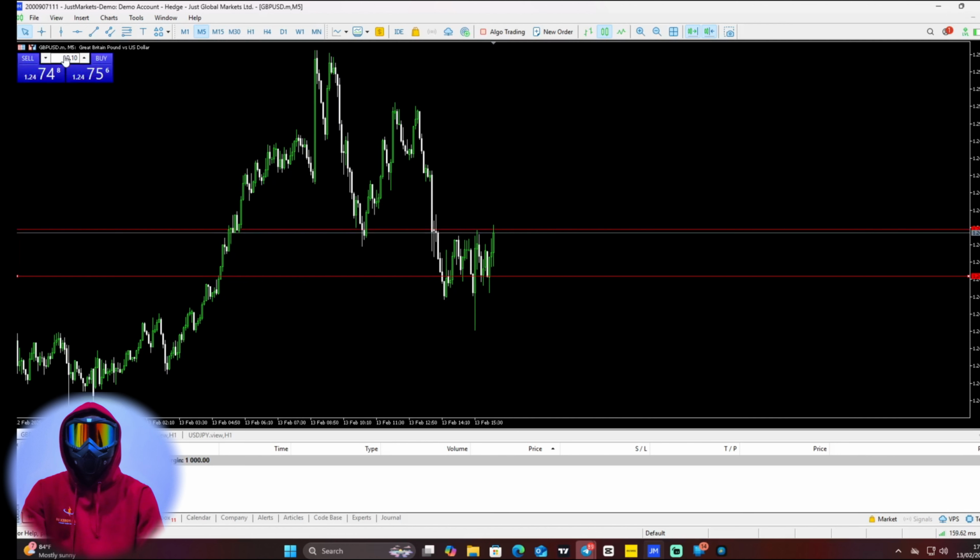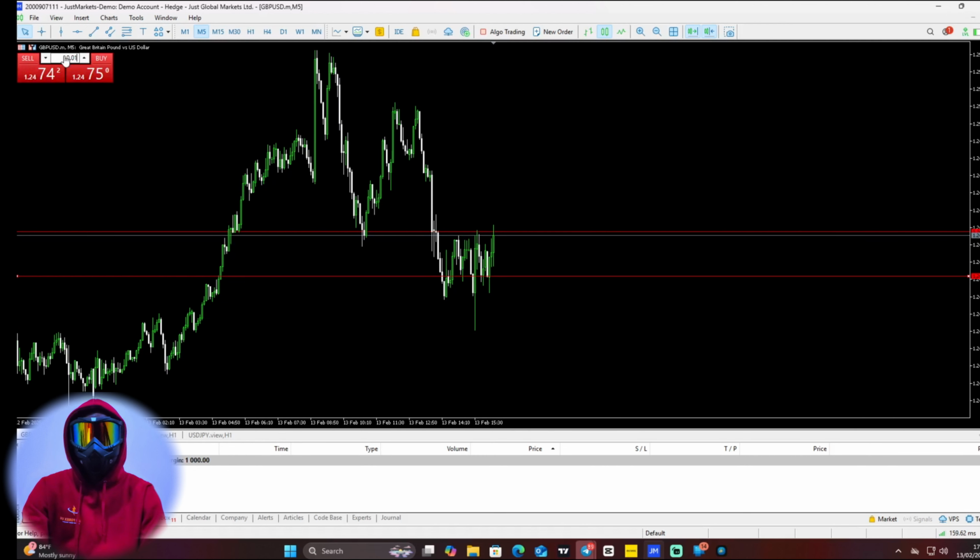Then we have a nano lot, which is 0.001. This is common with synthetic traders. Most of the brokers that give us CFDs, or what you call Forex, end on a micro lot, which is 0.01.